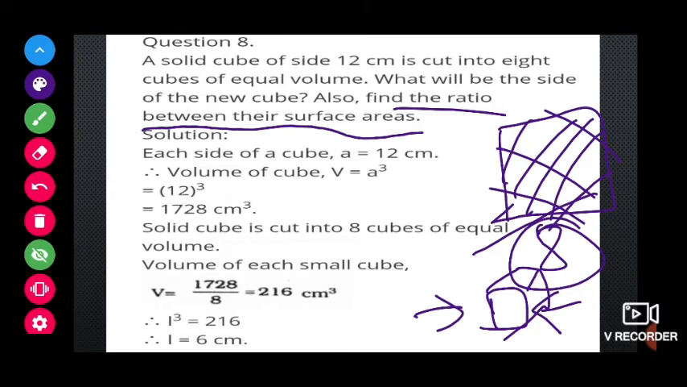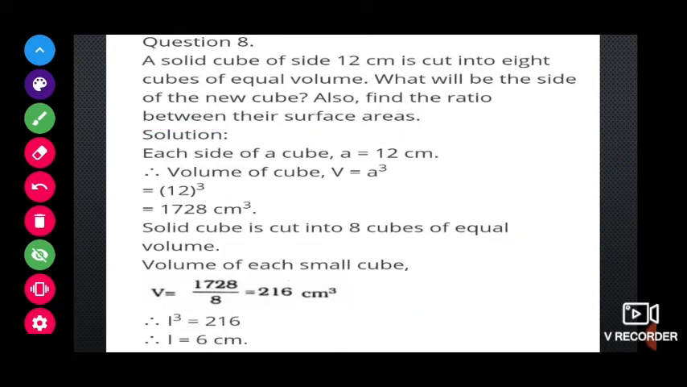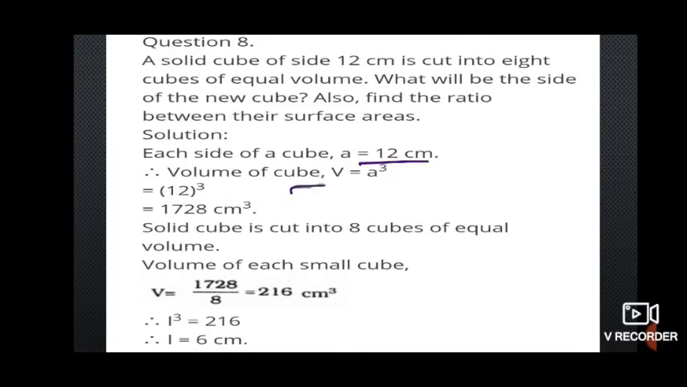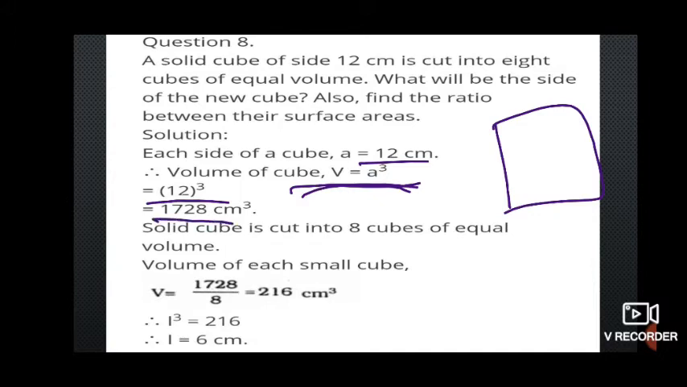Now children, we will see the first one. Each side of the cube is 12 centimeter. The volume of the cube V is equal to a cube. So for the bigger cube, a cube is a into a into a, 12 into 12 into 12, which we calculate as 1728 centimeter cube.